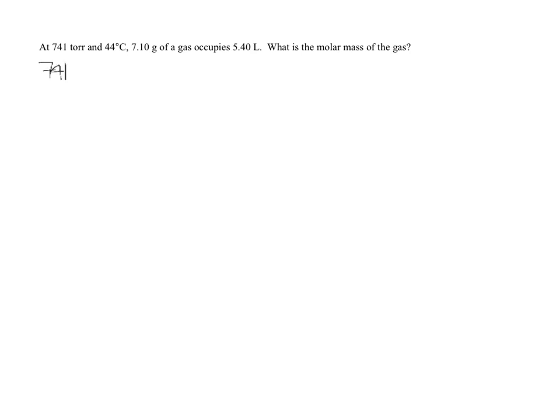741 torr is a measure of pressure. Hopefully you remember that torr is a unit of pressure. So 741 torr is our unit of pressure. 44 degrees Celsius is a unit of temperature. 7.10 grams is an amount. And 5.40 liters is a measure of volume.